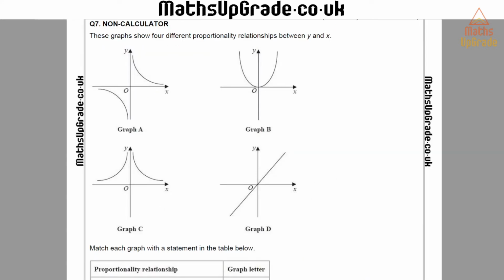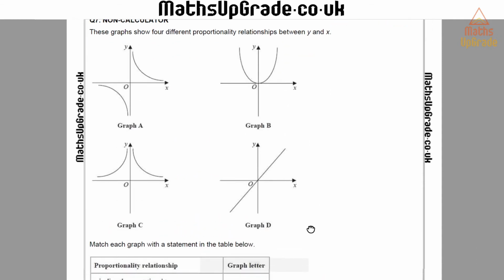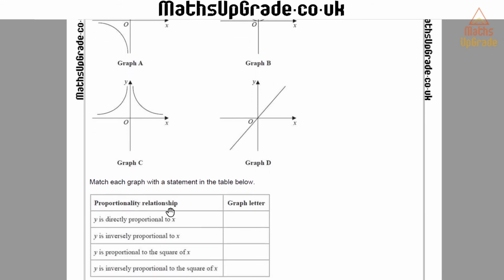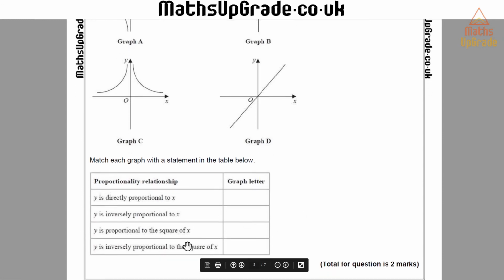In question 7, I'm given 4 graphs, and I need to match each graph with the statement in the table underneath. So there's the 4 graphs, and the statements are saying y is directly proportional to x, y is inversely proportional to x, y is proportional to the square root of x, y is inversely proportional to the square root of x. So I'm going to do the easy ones first, okay?